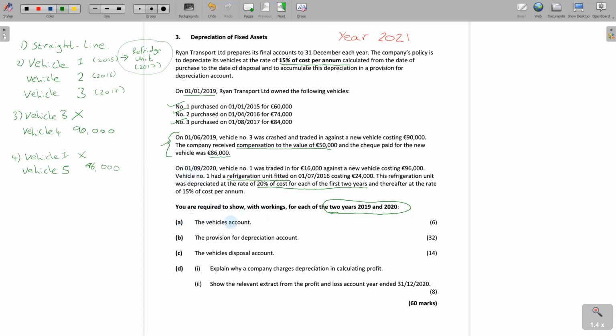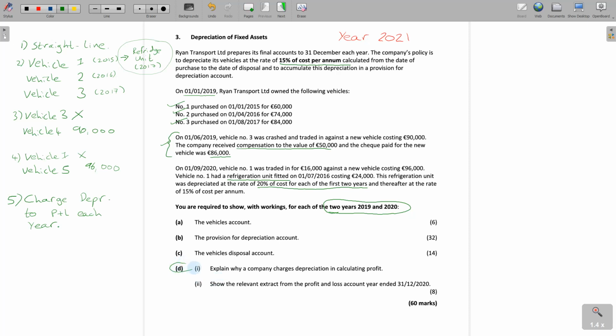What we need to do, we need to create a vehicles account, provision for depreciation account, and a disposal account. Very good. So you can see that the depreciation account carries loads of marks because we're going to be depreciating every year. Don't forget to charge depreciation to P&L each year. So that's really important. And we're going to have a lot of marks going for that, as well as your opening balances. You're going to be dealing with disposals in here as well. So there's a lot of stuff inside the depreciation account. So that's why it's so heavily marked.